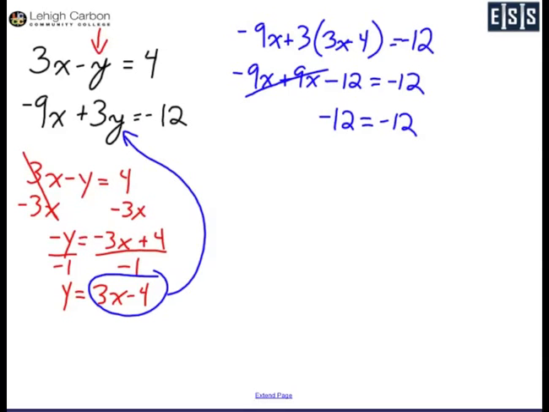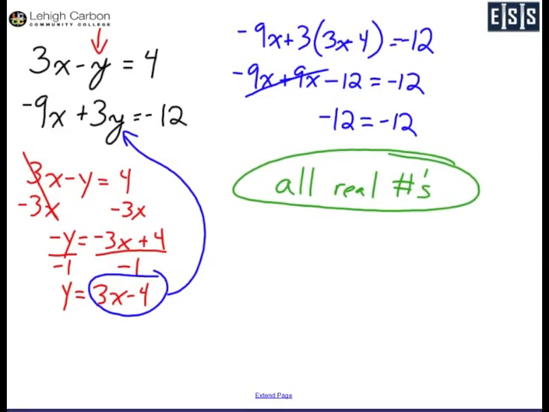This is a true fact. Negative 12 does equal negative 12. That is always true. So my answer is all real numbers. So any value of x will work in this.